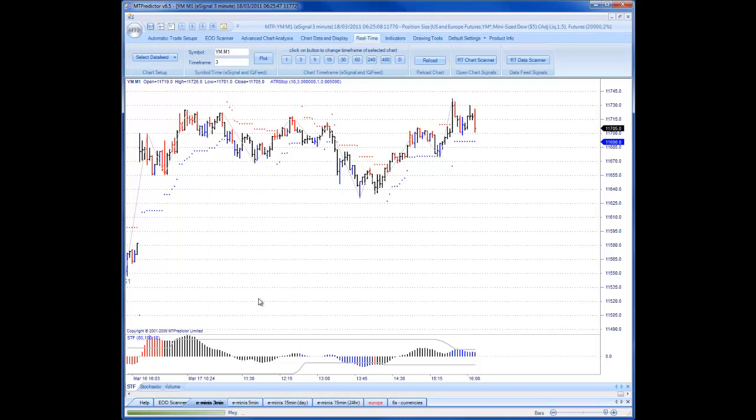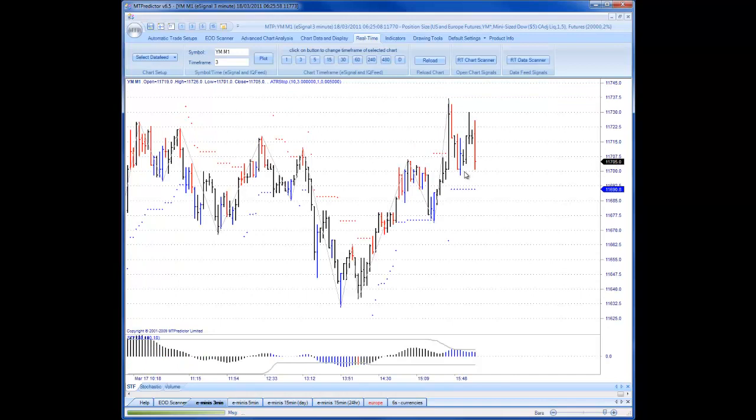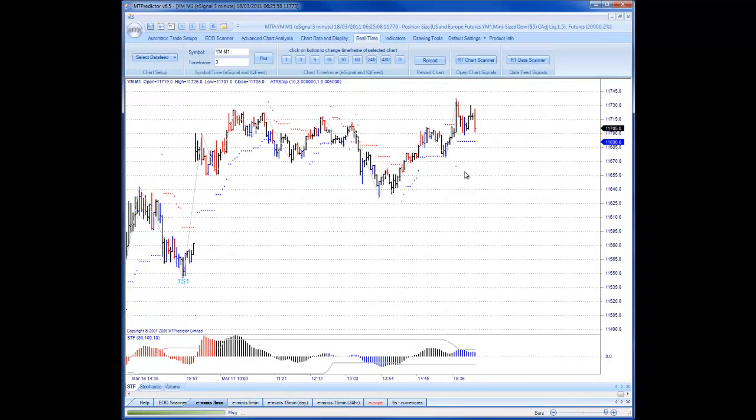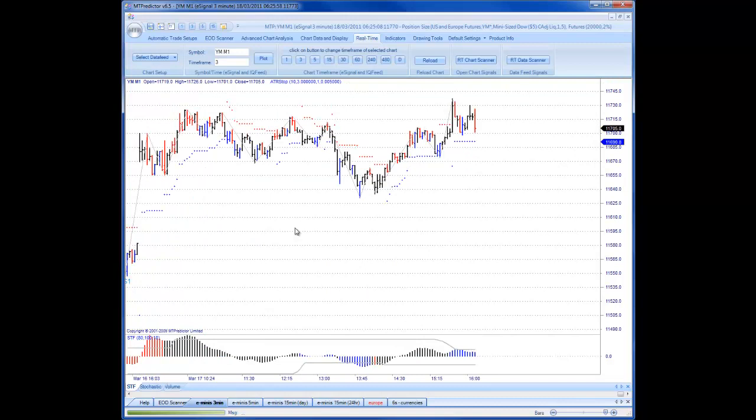Just to give you an example, I want to go through the 4 US E-minis for yesterday, Thursday, March the 17th, and have a look at the signals we got, that's the automatic signals in MTPredictor in the 4 US minis. First one is a 3-minute chart of the YM, and you can see here there's actually no signals at all. So a very quiet day on the YM, with no automatic signals.